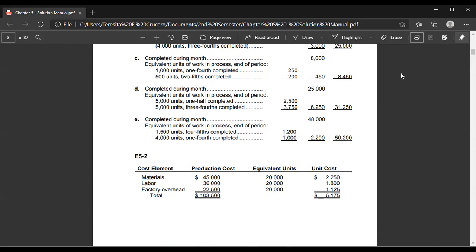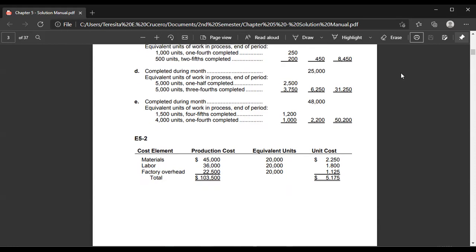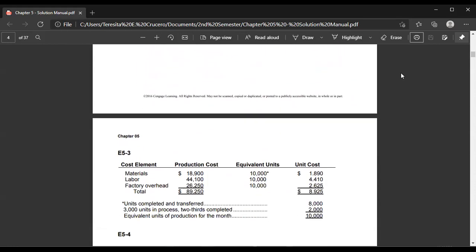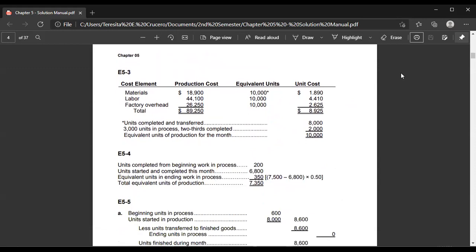So we now have to determine the unit cost for the month for materials, labor, and factory overhead, and the total unit cost. For the unit cost, we divide the production cost by the equivalent units for materials, labor, and overhead. So we now get the cost per unit of 5.175 per unit.